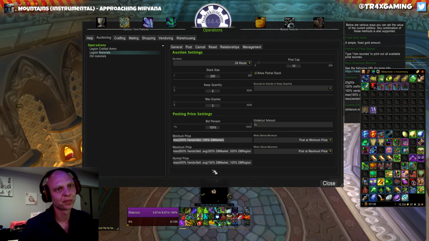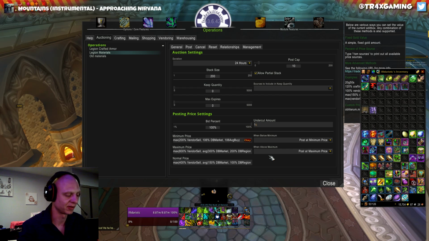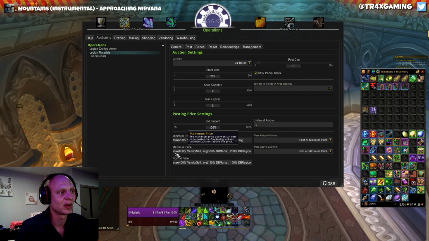And there's another thing. If you decide to flip these items, you should go with average buy as well. If you buy them cheap and you want to put them on the auction house, we're going to put it on as well. So 106%. And I'm going to change this to 100%. Made a little bit of a mistake right there. So the cheapest I'm going to list it is for 100% DB market, because that's the price that everybody is seeing on TSM. So we're going to go with OK for that.